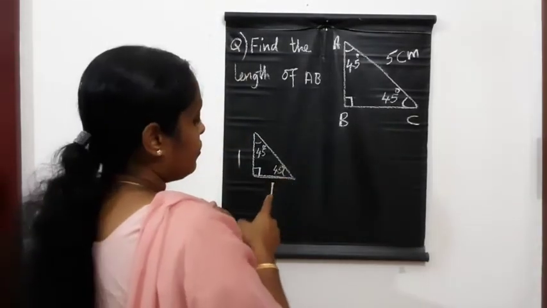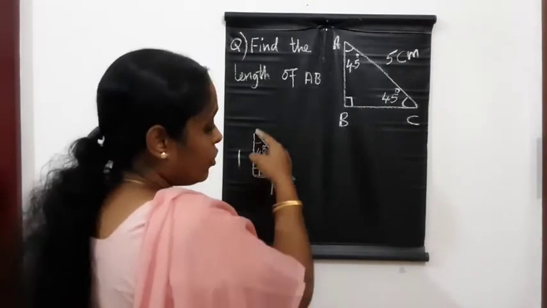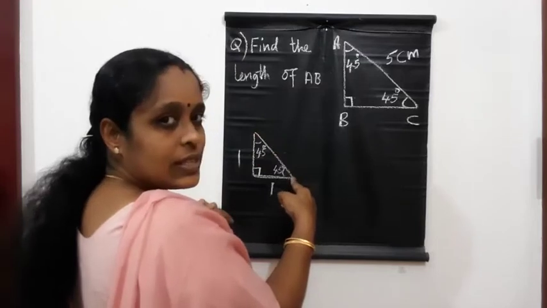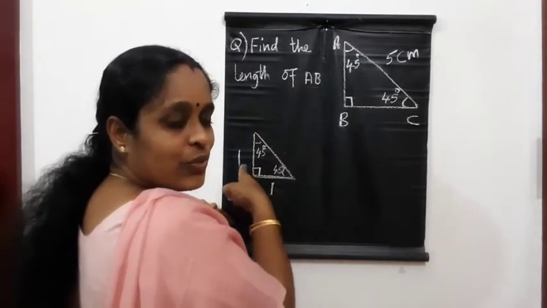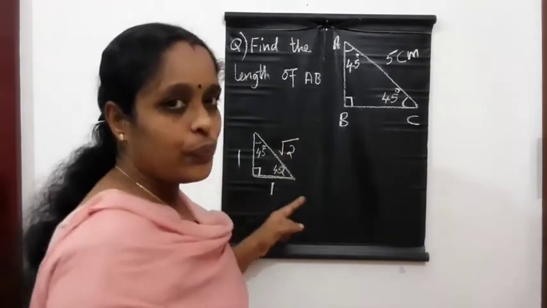Then what is this? If it is 1 centimeter, here it is also 1 centimeter, and the length of this hypotenuse is, you know that we use Pythagoras theorem here to find the length, and we get that value as √2.